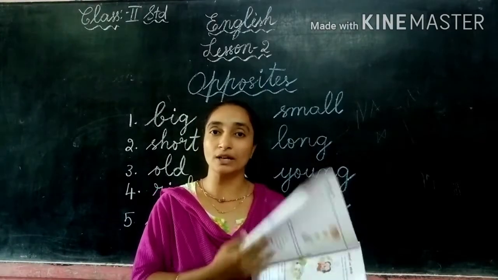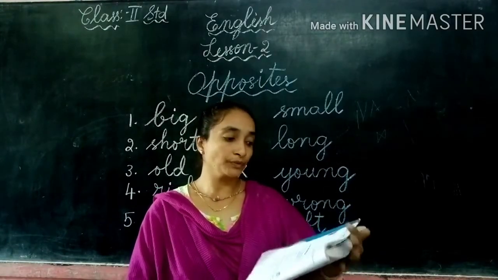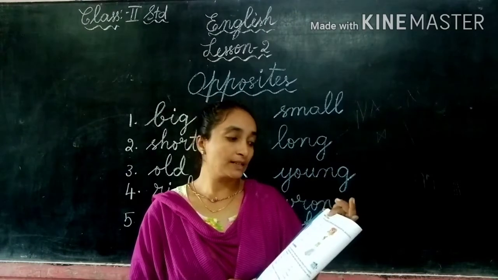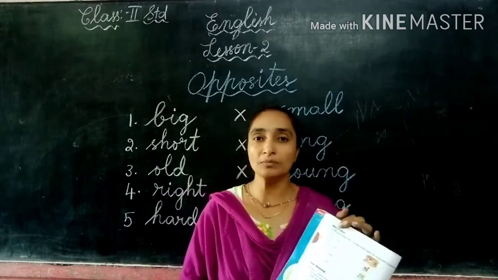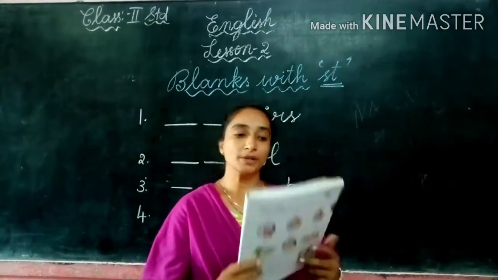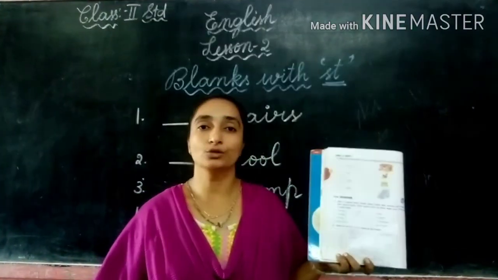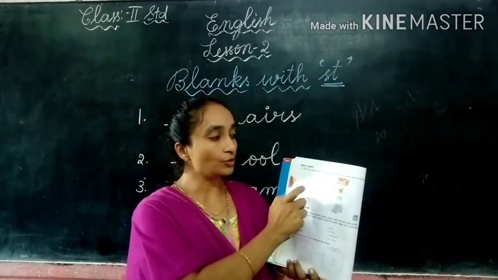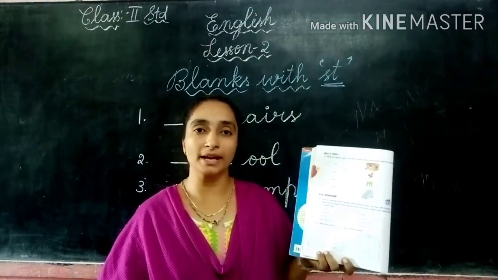So let us go to the next page. Here we have page number 20, Spell it right. Small blanks here we have. Let us do it, children. So here, page number 20, we can write in the blanks.